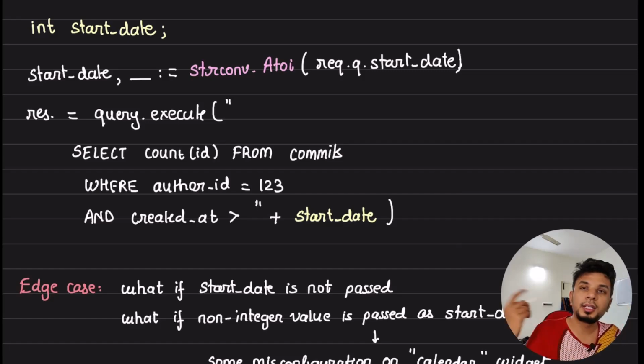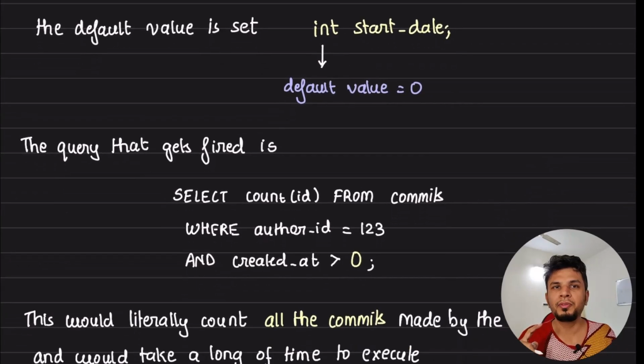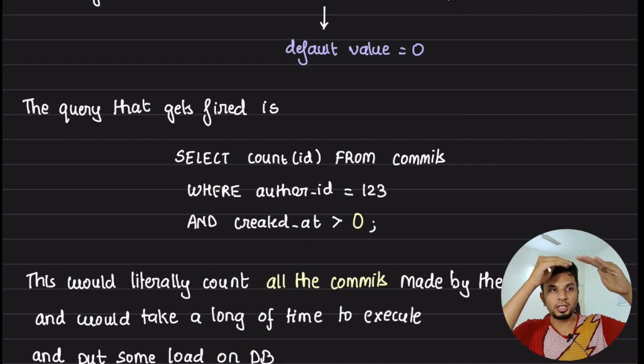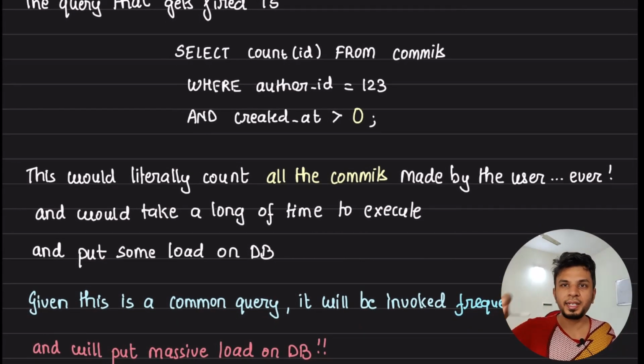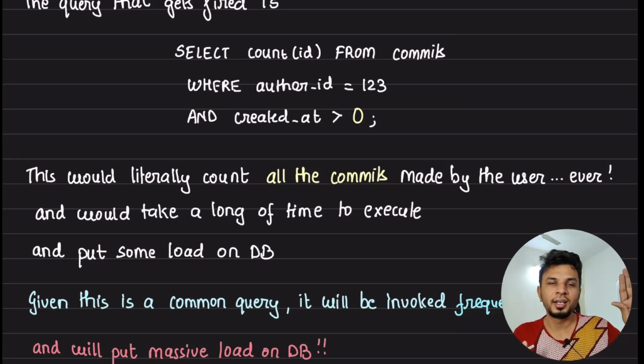Because you ignored the error, the default value of an integer will be used. So what's the default value of an integer in Golang? 0. So because it is using the default value, the query that would be fired would look something like this: select count id from commits where author id equal to 123 and created at is greater than 0. Your created at column is an integer which is storing epoch milliseconds, and now it is doing created at greater than 0, which means for that person it is literally going through all the commits and aggregating them. So every time this query is invoked, it has to go through all the rows, all the commits made by the user ever, and do a count of it. So that is extremely costly.